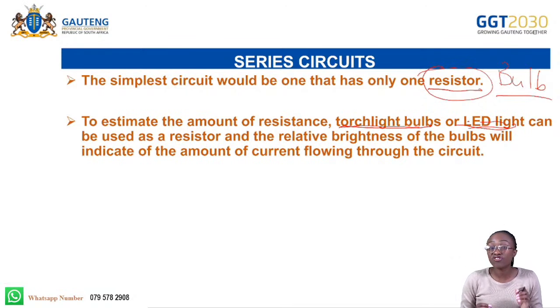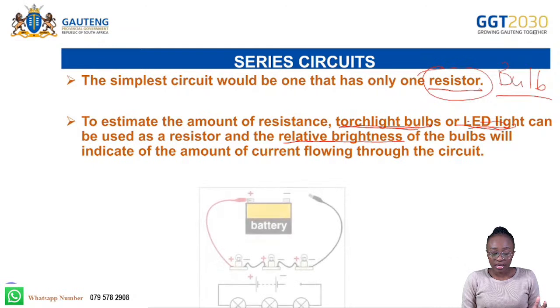the relative brightness will be used. So this is how we would estimate the resistance of a torch bulb or LED light within a circuit. So it would be relative to the brightness of the bulbs. So the brightness of the bulbs will indicate the amount of current that is flowing through a circuit.